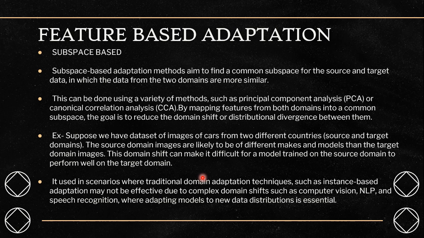Suppose you have two images of cars from two different countries. Using the above techniques, PCA or CCA, you can find relevant features from both data sets, and then train the model. It is very useful in NLP, computer vision and speech recognition, where instance-based adaptation will not work very effectively.